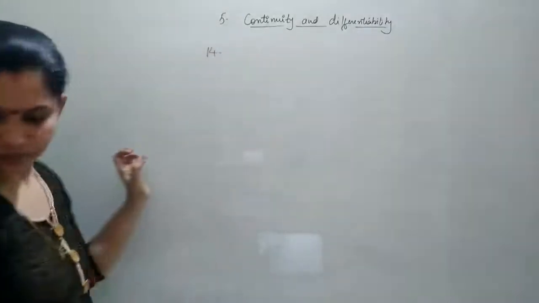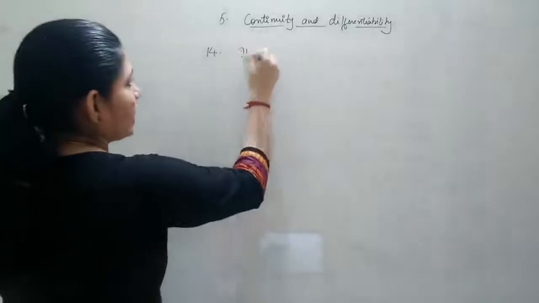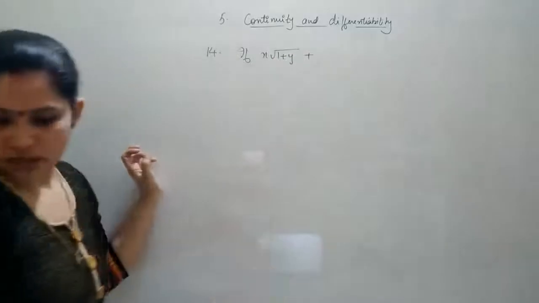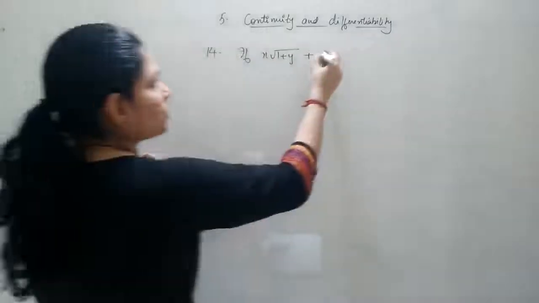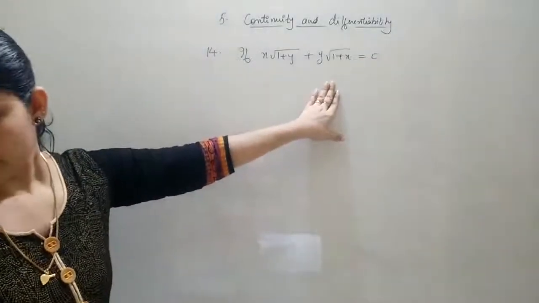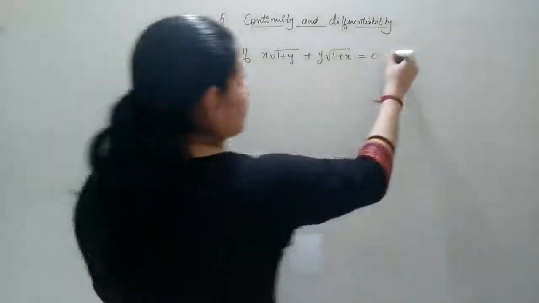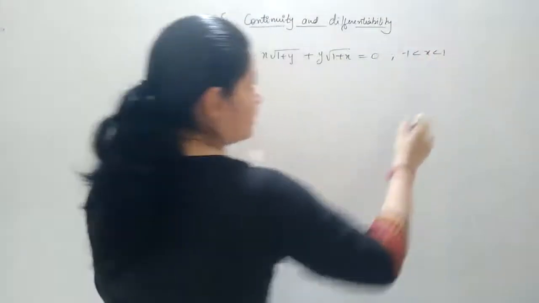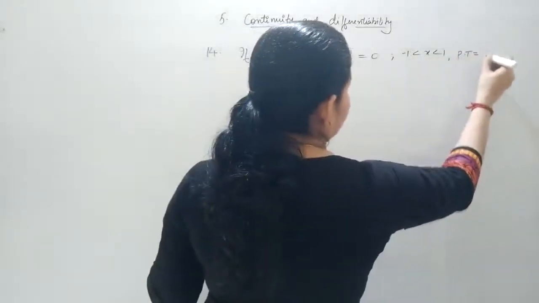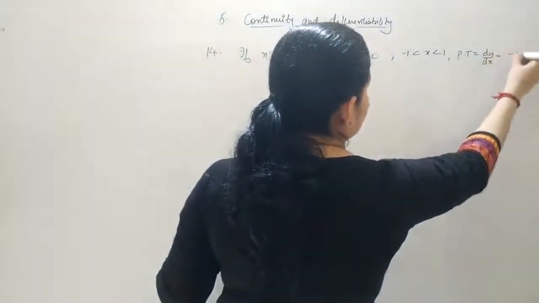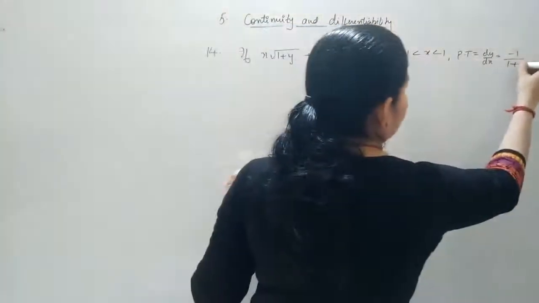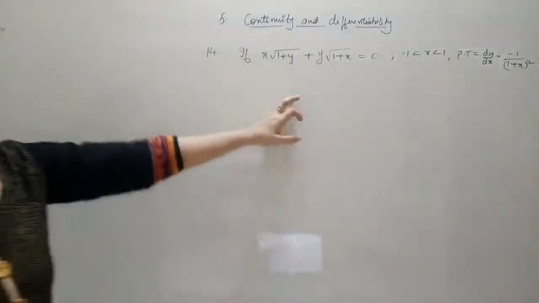14th one. If x into root of 1 plus y plus y into root of 1 plus x is equal to 0. So this is given to you for minus 1 less than x less than 1 condition for x. You have to prove that dy by dx is equal to minus 1 by 1 plus x the whole square. So this is the question.